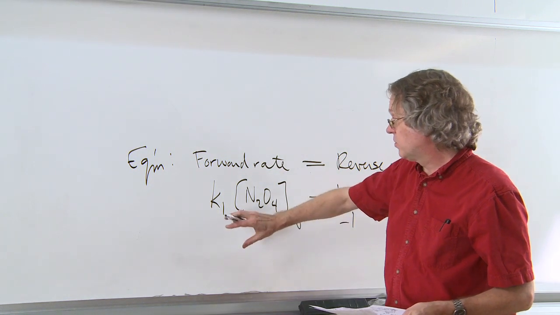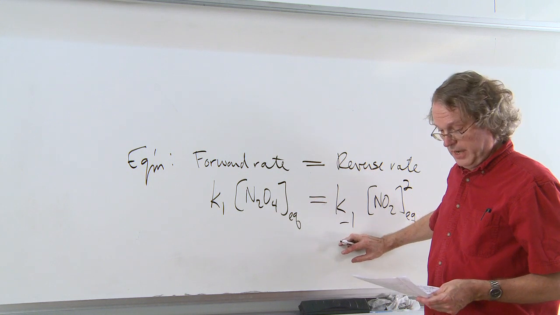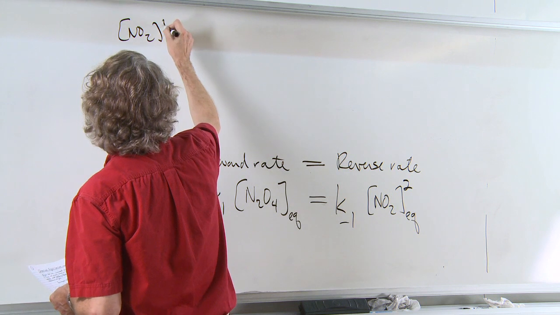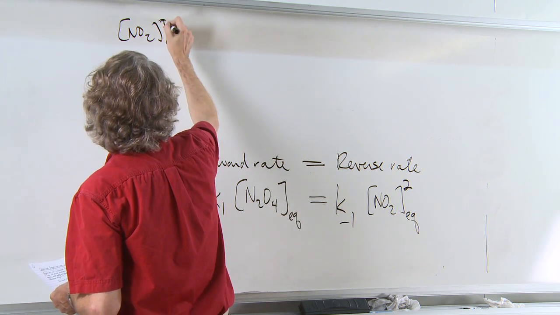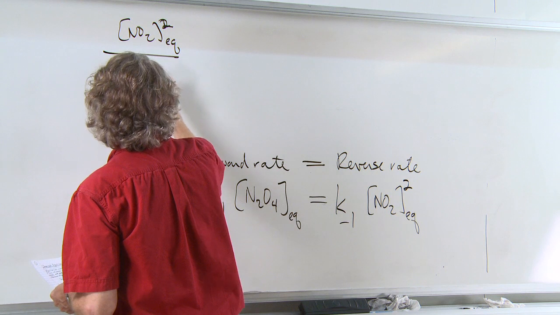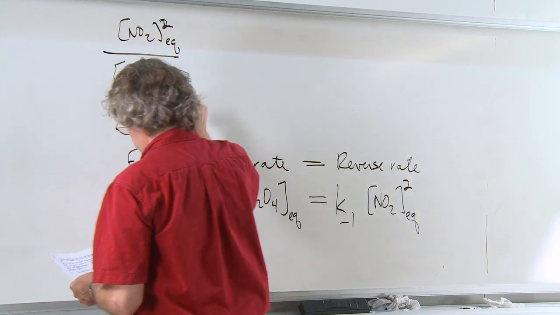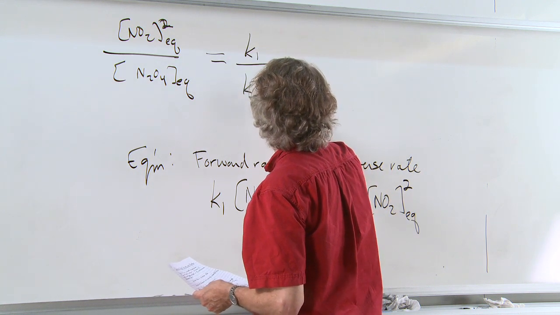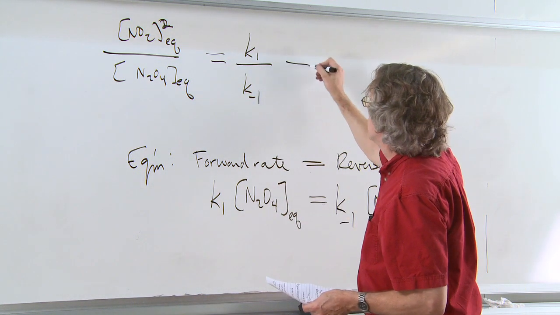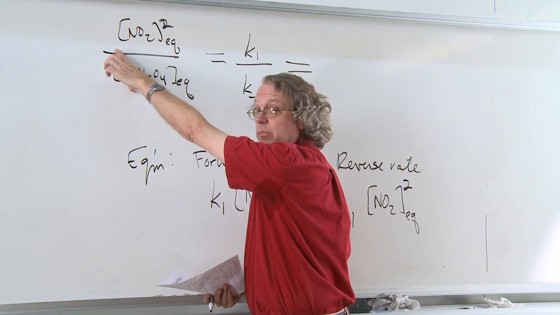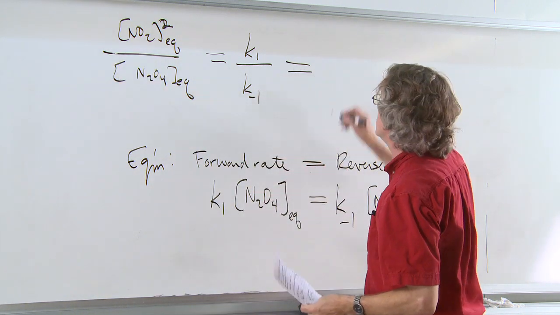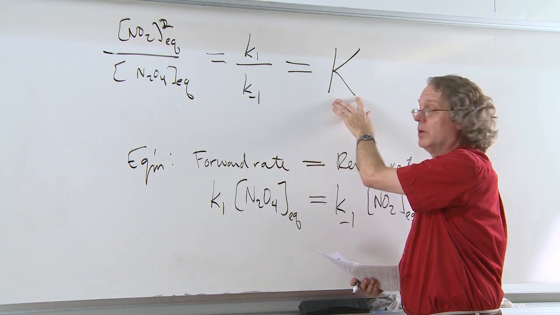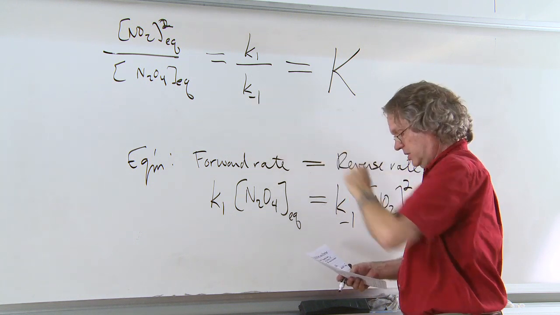So what does this give us? We just wrote that the forward rate is equal to the reverse rate. Let's solve that for the concentration of NO2 squared at equilibrium divided by the concentration of N2O4 at equilibrium. And if you look at this expression, that's just equal to the ratio of the forward and reverse rate constants. And you'll recognize that this expression, this so-called law of mass action, is equal to the equilibrium constant, big K, for the reaction. So equilibrium constants are capital Ks, rate constants are small k's.